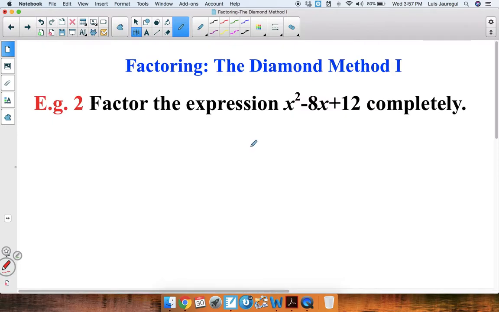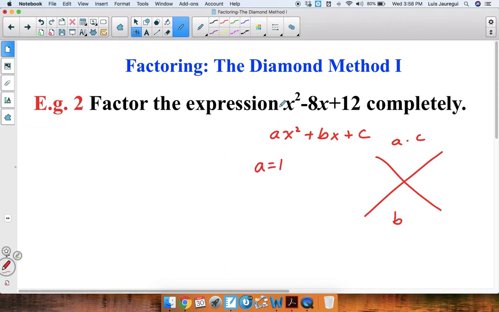Example 2. Factor the expression x squared minus 8x plus 12 completely. Once again, we notice that this is of the form ax squared plus bx plus c. So what we're going to do is multiply a times c and obtain the b. Notice that here by matching we get that a is equal to 1 once again because that's an implicit 1 here. Then we get in this case that b is equal to negative 8, which is the coefficient of your linear term, and we get that the constant term is equal to 12.